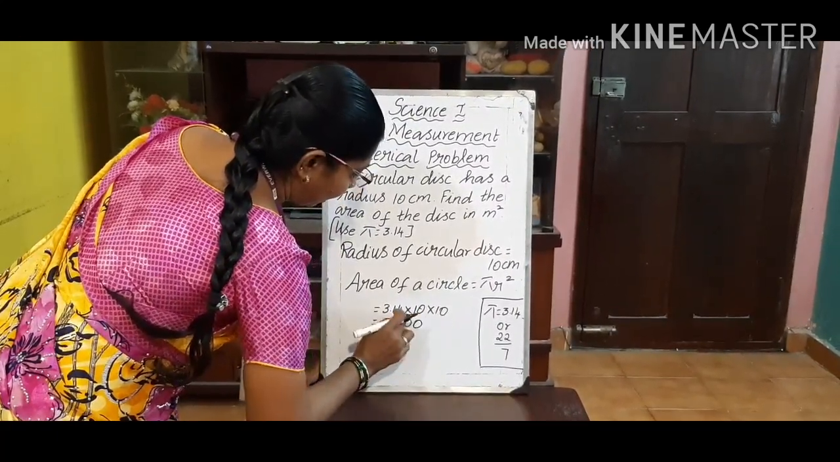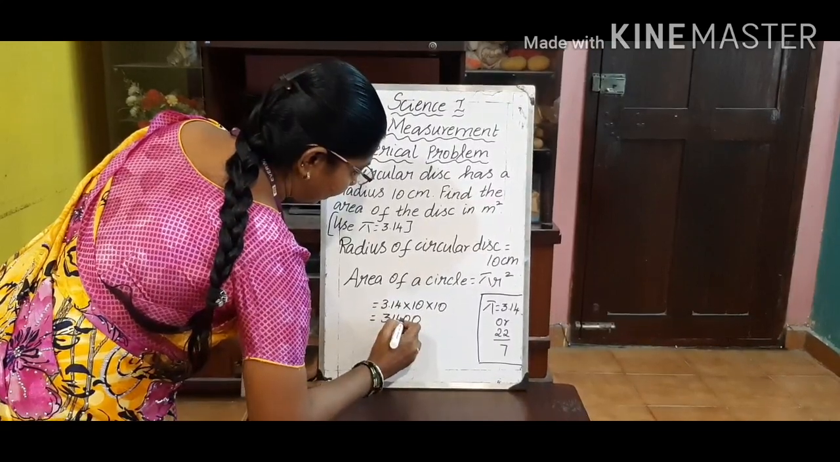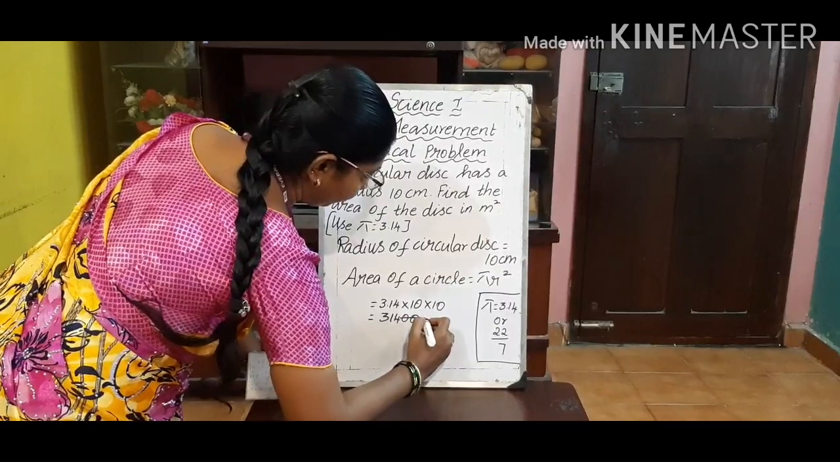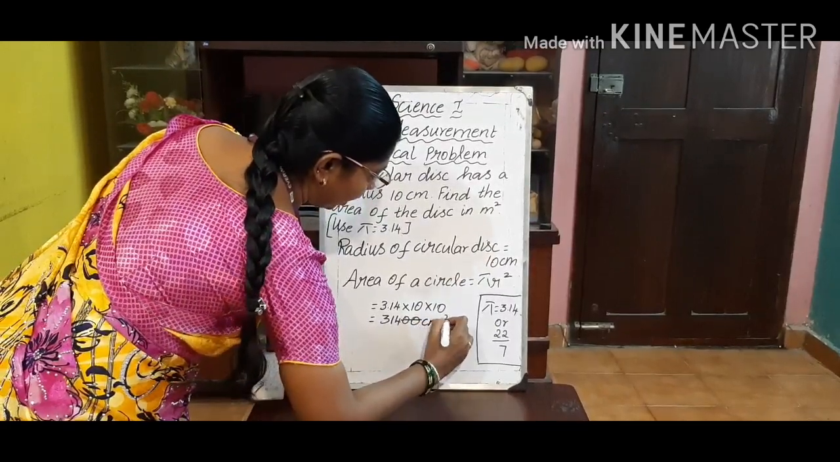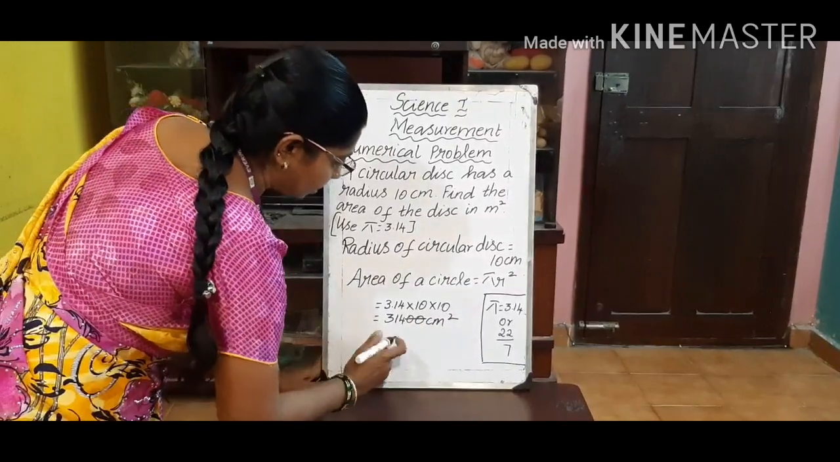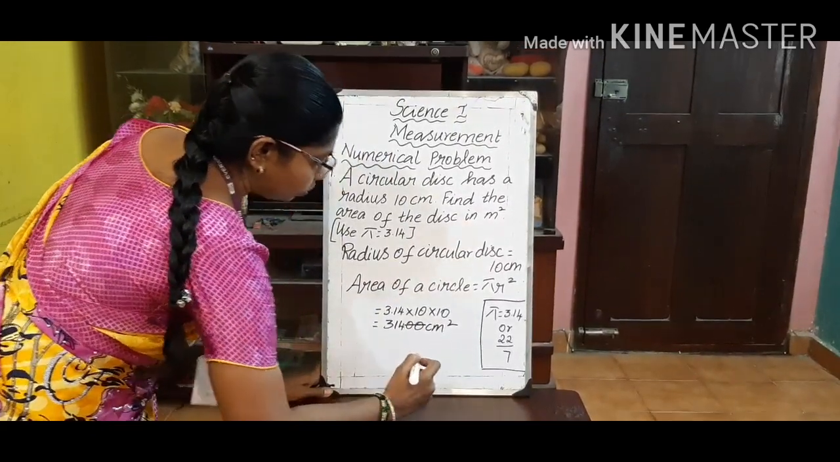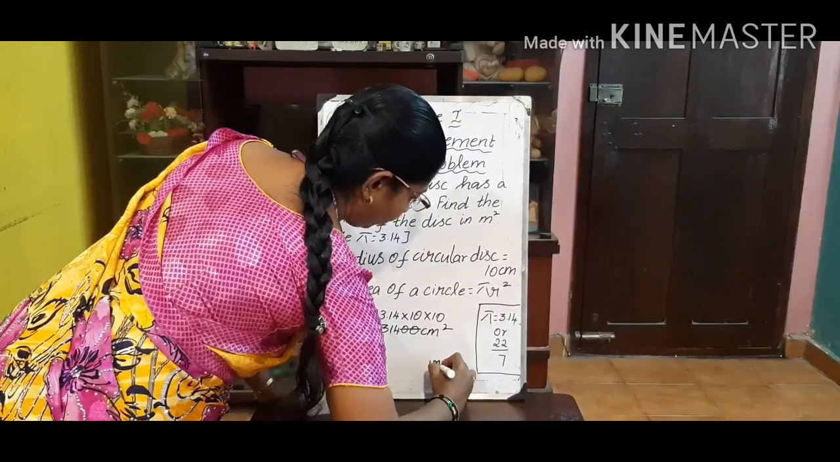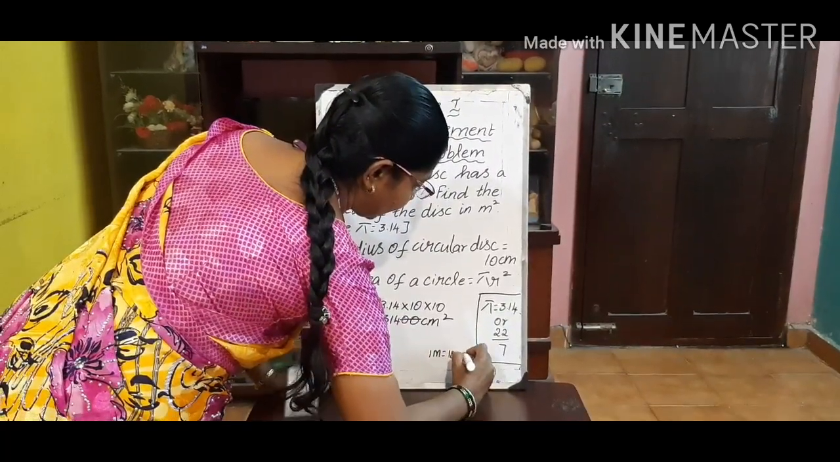31400. Then after 2 decimal, you should place the point. So you can remove the 0. So 314 centimeter square. So this centimeter square should be converted into meter square. For that, what you should do? 1 meter is equal to how many centimeter? 100 centimeter.